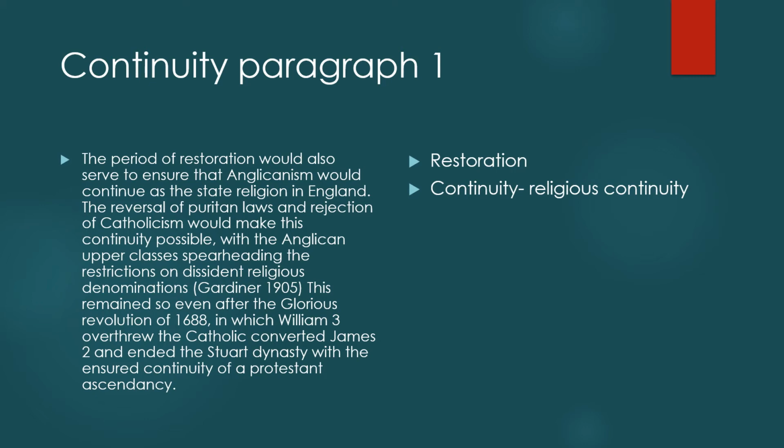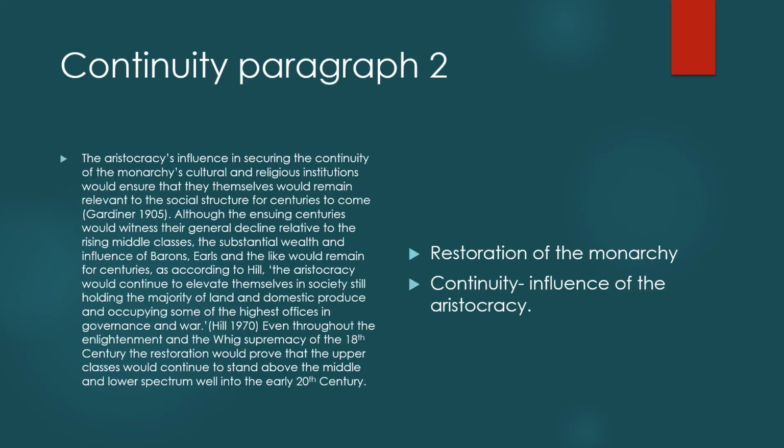So they talk about how the Restoration, which is the event, ensured the continuity of the Anglican Church. And in the second continuity paragraph, the author talks about the continuing influence of the aristocracy after the Restoration.